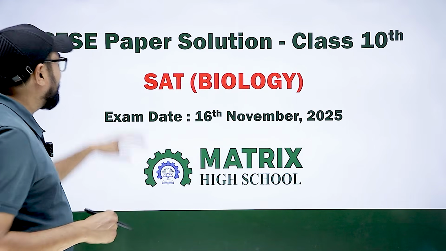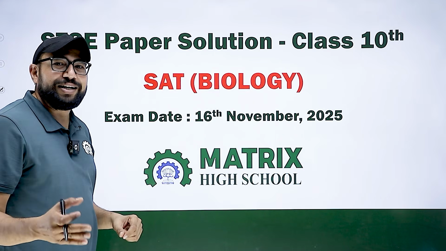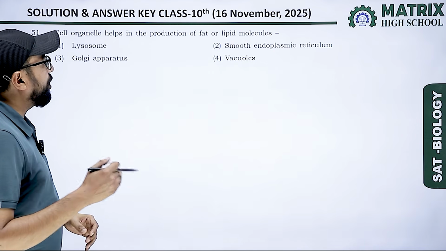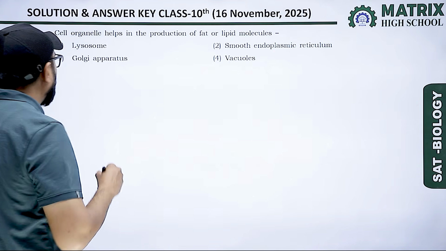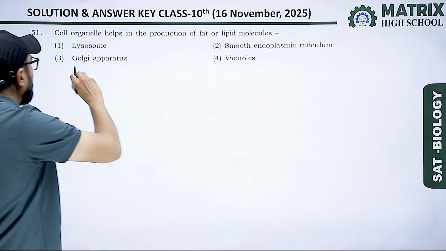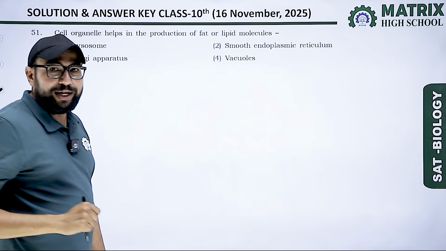Today we discuss the JSSC paper solution, class 10th biology. Let's start. First question for biology. Which cell organelle helps in the production of fat or lipid molecules? Option A, lysosome. B, smooth endoplasmic reticulum. C, Golgi apparatus. And next, vacuole.